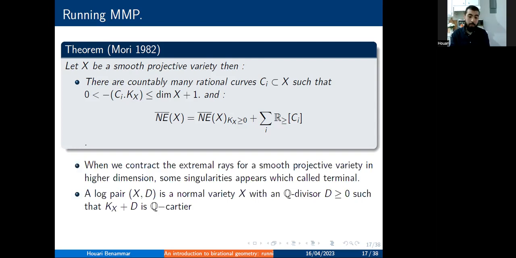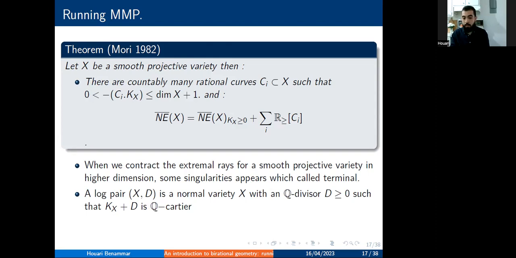So when we contract the extremal rays for smooth projective varieties in higher dimensions, some singularities appear, which are called terminal. Okay, so now I want to define these singularities in a more general picture. Here we consider a pair X and D, and the reason that we consider a pair is to finish MMP by induction. We study varieties as a pair: a variety and a divisor, and you know that a divisor is of dimension 1. So this is the reason that we always take a pair.